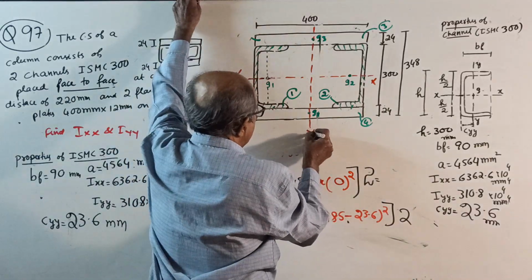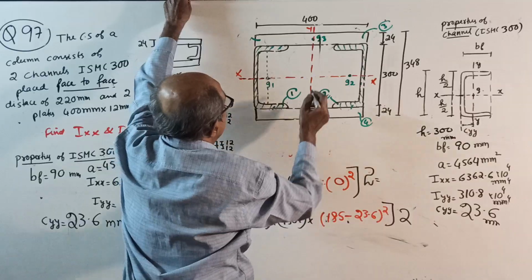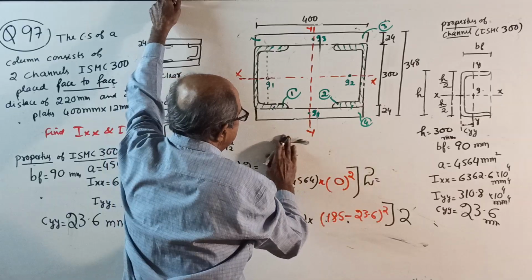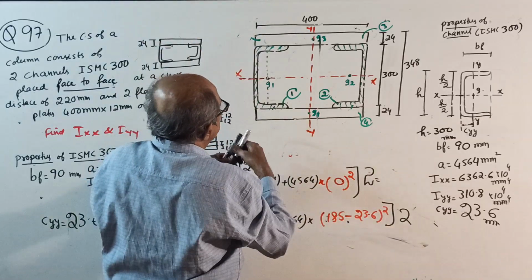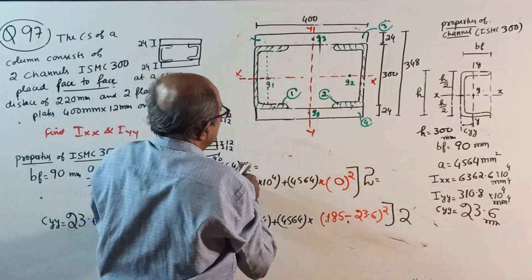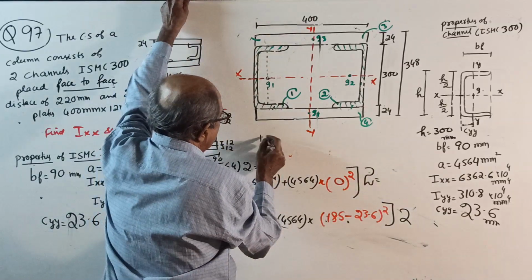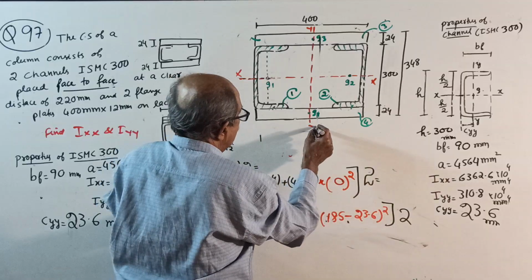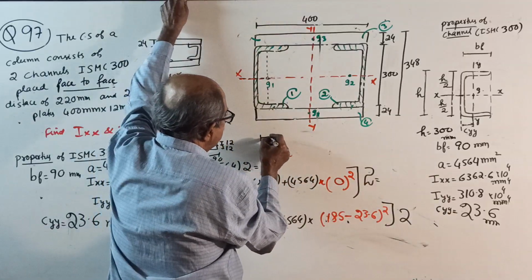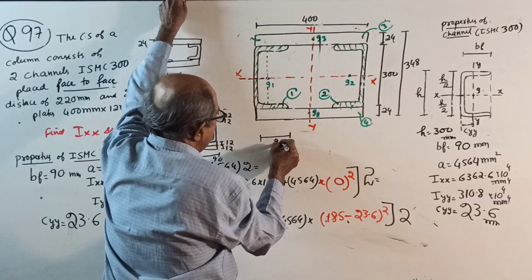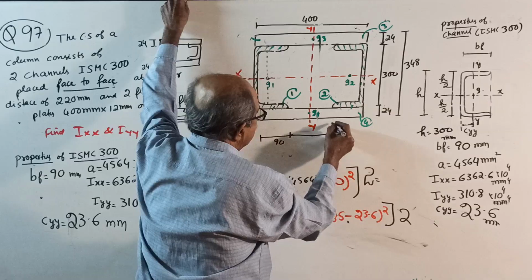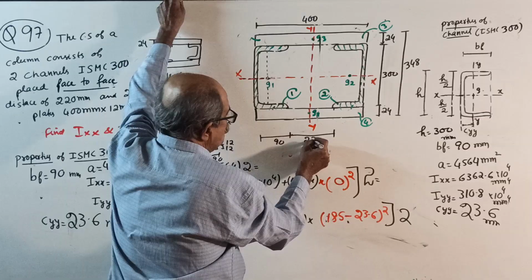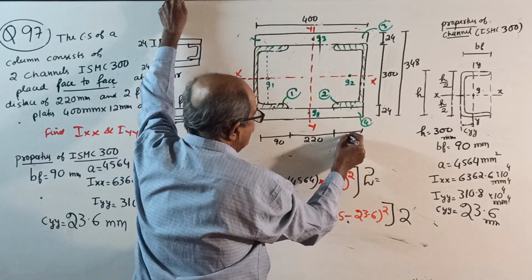YY. Now this distance is clear, there is no plate right there. I write all dimensions here. This is YY. This width is how much? 90. This gap is how much gap? That is 220. This is 90.